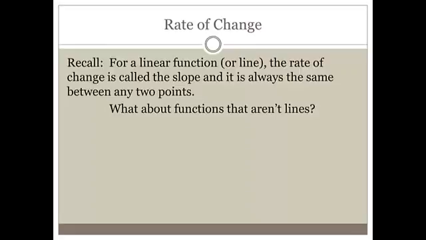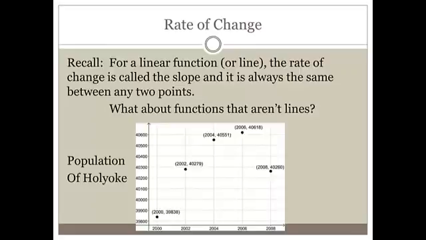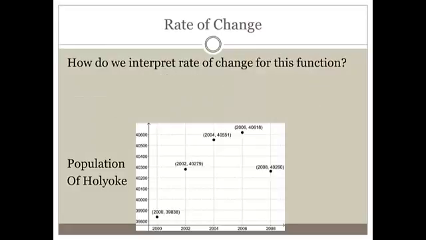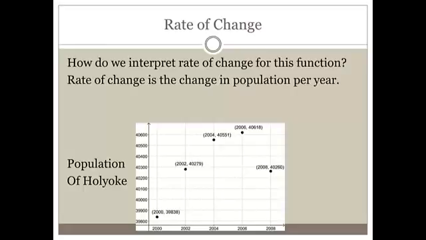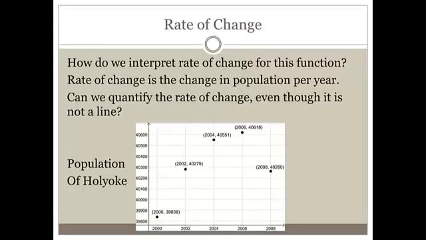What about functions that aren't lines? Below is the graph of the population of Holyoke from 2000 to 2008. Clearly, this is not a line. How do we interpret rate of change for this function? Rate of change is the change in population per year. Can we quantify the rate of change even though it is not a line and we don't have a slope?